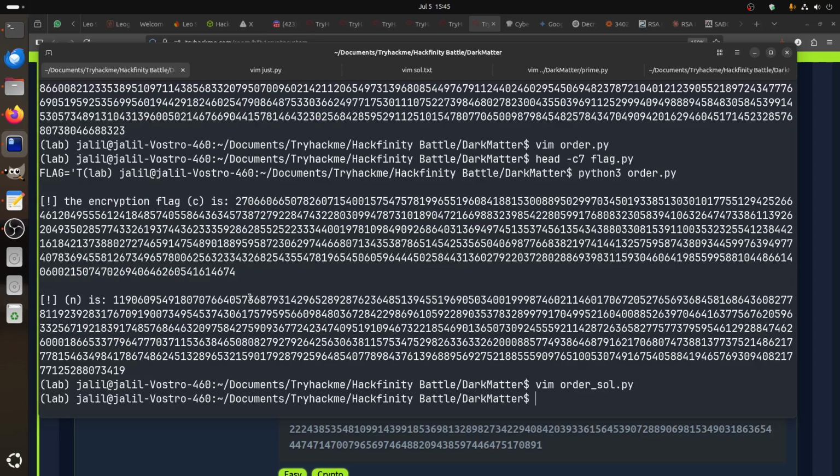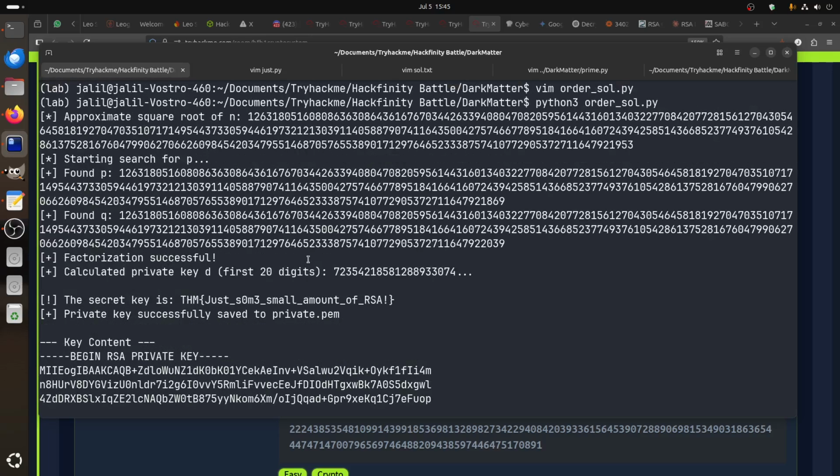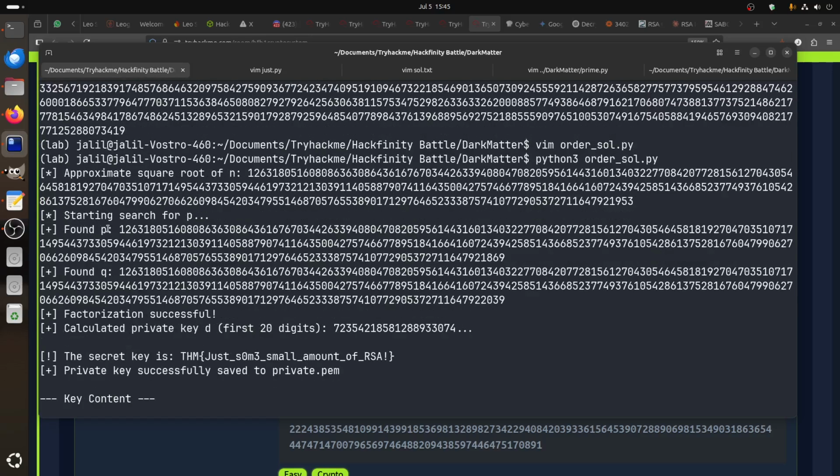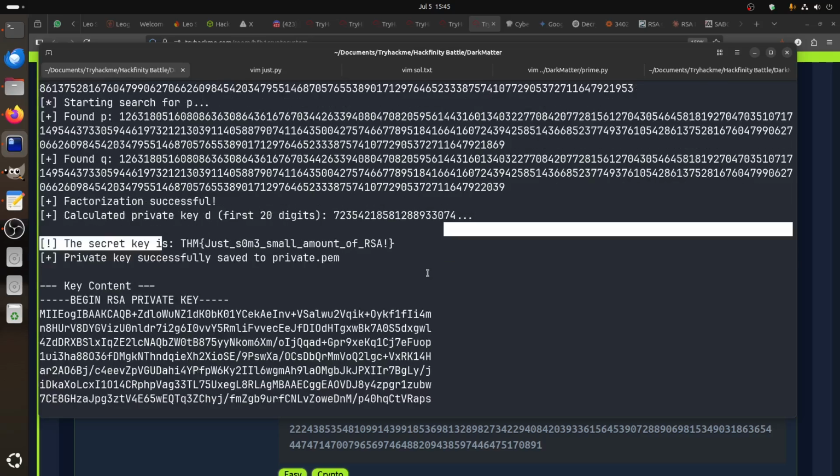Let me show you what I mean about that. So if I run Python 3 on the solve script, you see it gives me all the information that we're looking for. You get a P, you get a Q, where the factorization is successful, and then we get our decryption of the text. But now let's decrypt in a different way.